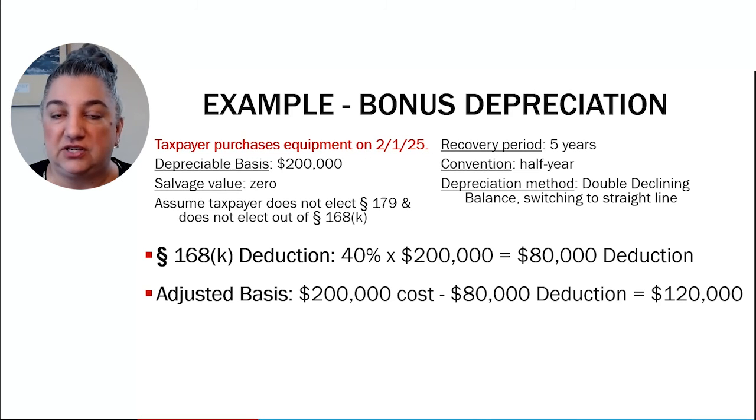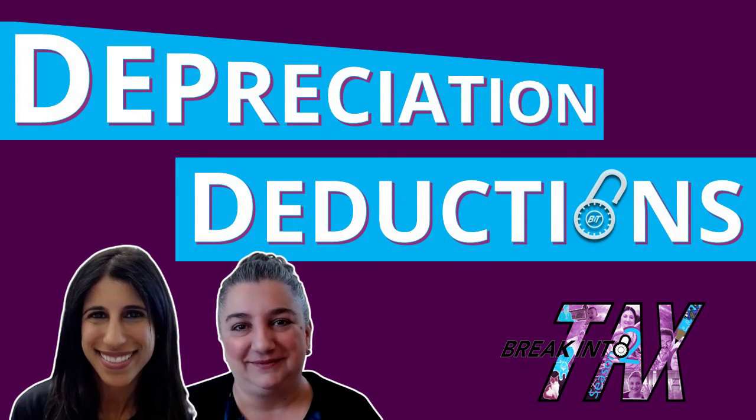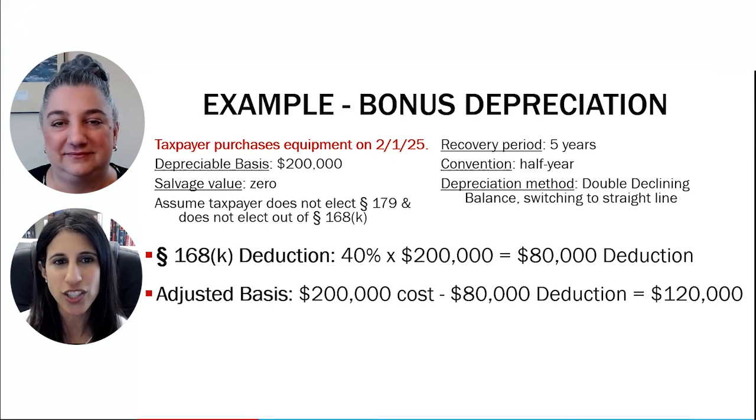The remaining adjusted basis in the property can then be used to generate regular depreciation deductions under Section 167 and Section 168. Watch our video on depreciation deductions to see how you would calculate depreciation deductions for that remaining basis of $120,000. This has been Bonus Depreciation and Expensing.